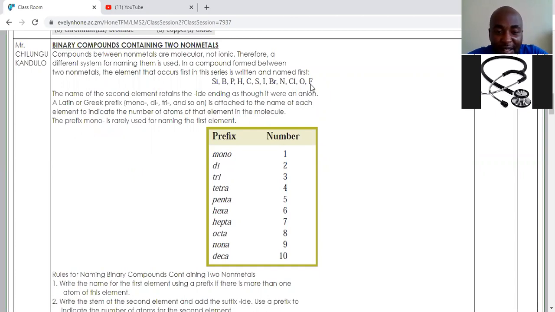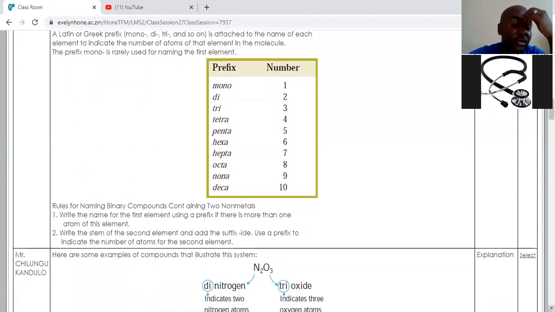So here you only use these prefixes, the Greek and Latin prefixes, which are mono for 1, di for 2, tri for 3, tetra for 4, penta for 5, hexa for 6, hepta 7, octa 8, nona 9, deca 10. The only thing to note is that mono is rarely used. The prefix mono is rarely used for naming the first element. It's rare to say monohydrogen, mononitrogen.